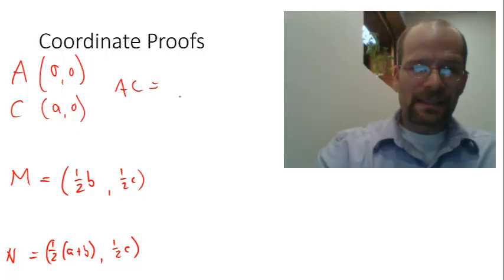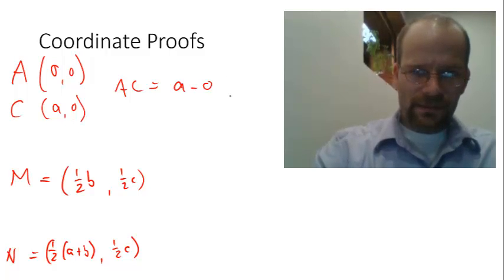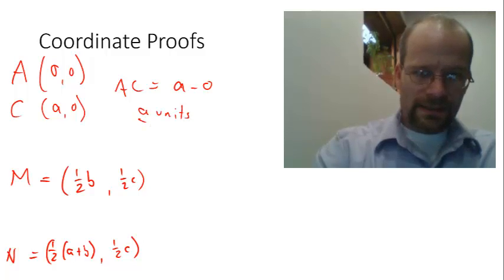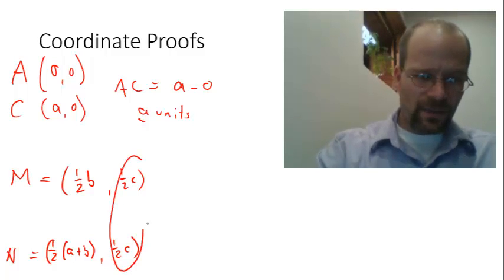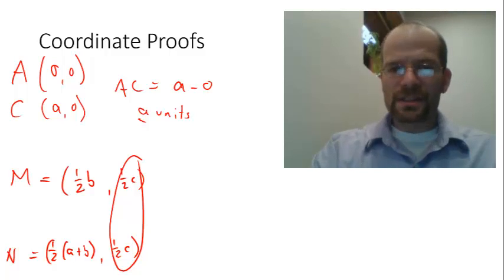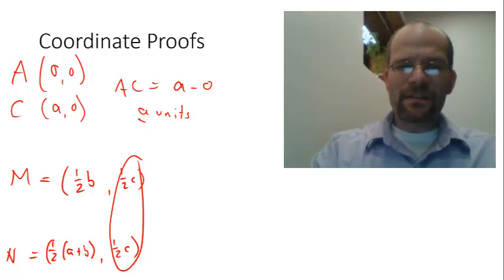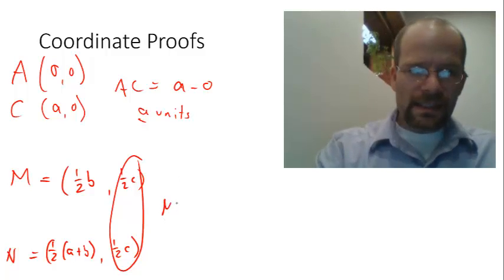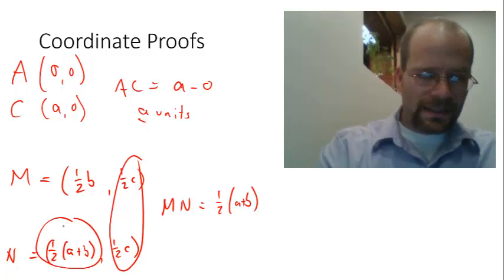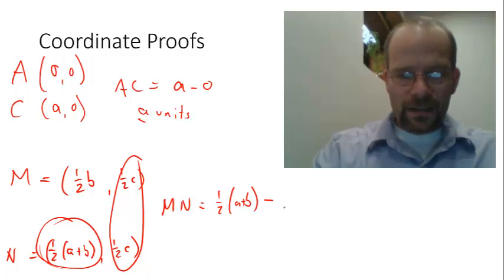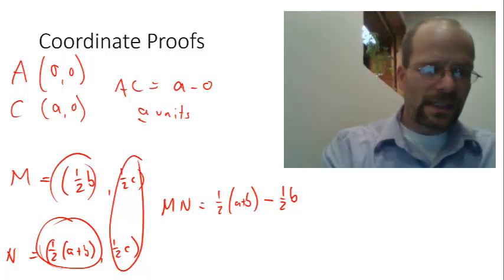So when we talk about AC, the length of segment AC, notice that it's a minus 0, or simply a units. It's a units long. When we talk about MN, we do the same thing. Notice that, again, the y values are the same, which means it's a horizontal segment. So all we need to do is take the difference of the x values. In this case, MN is equal to 1/2 (a plus b), that's the x value of N, minus 1/2 b. And this, of course, is the x value of M.